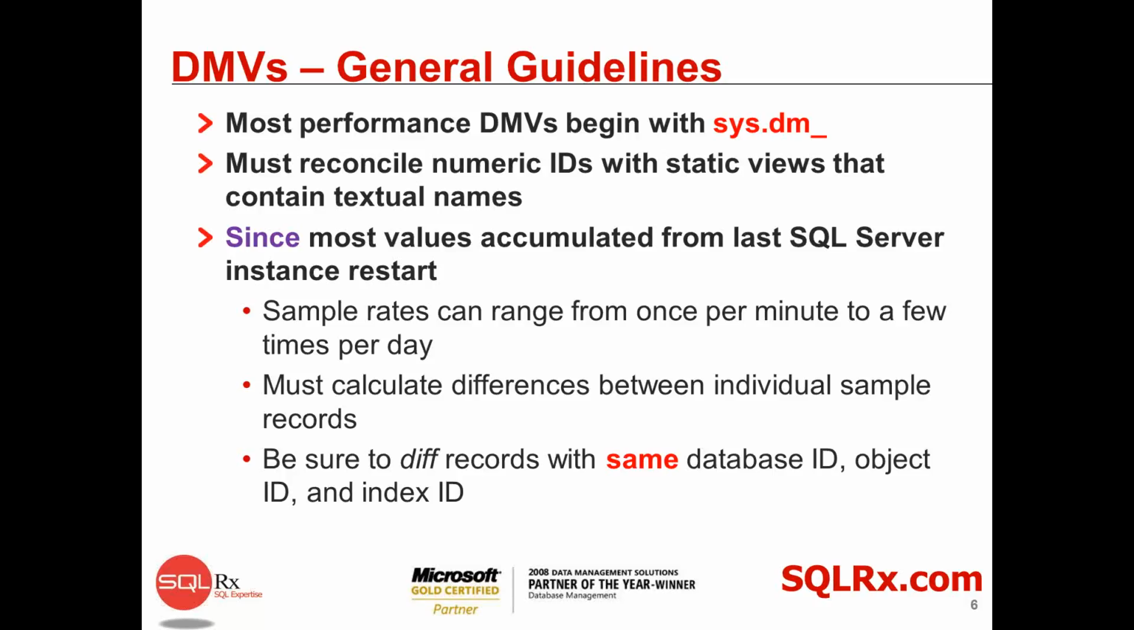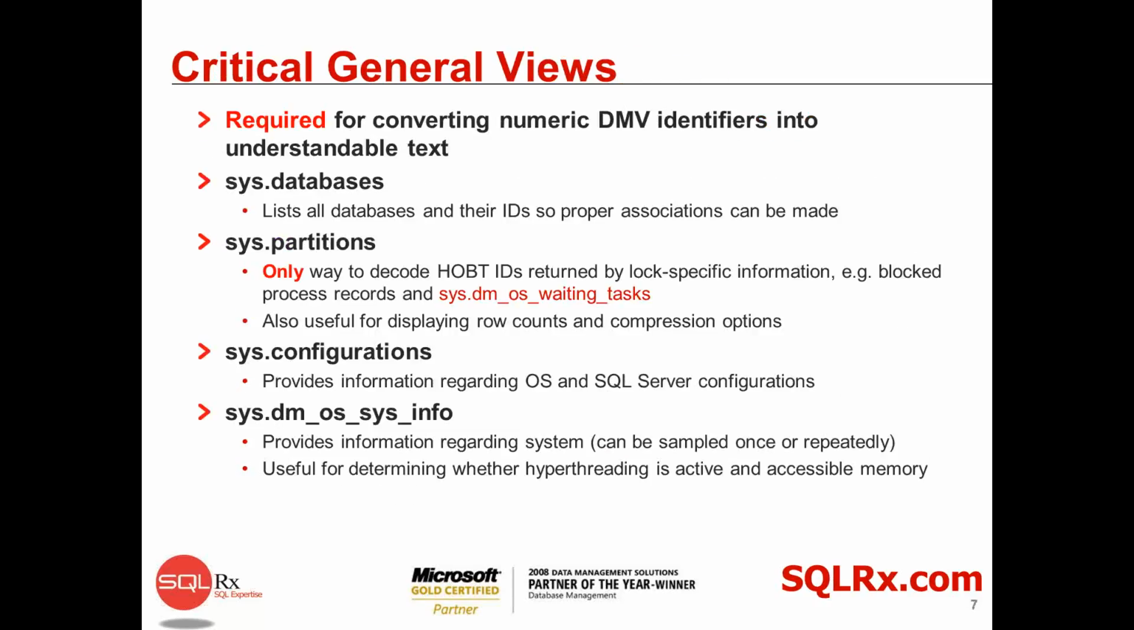Okay, critical views required for converting numeric DMV identifiers into understandable text. Here are some of the other views. They're not the dynamic management views, technically, but standard system views that will give you what you need. Sys.databases will give you the databases and the numbers and all that stuff. The partitions view works the same way. Configurations, OS sysinfo, so you can see you're getting information from other places.